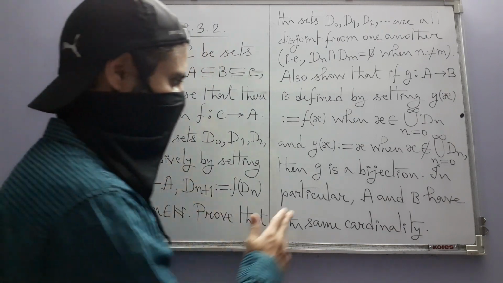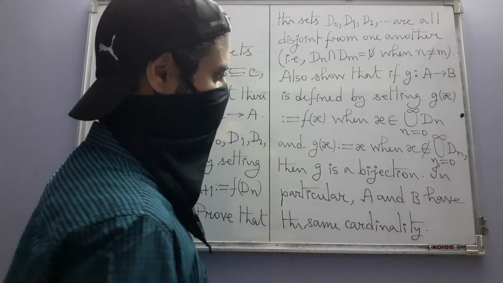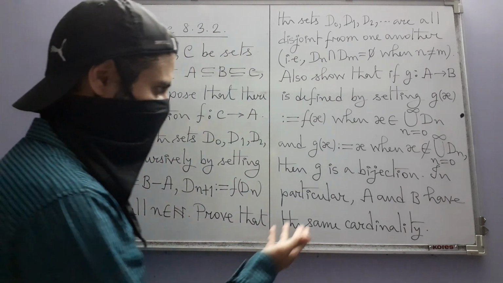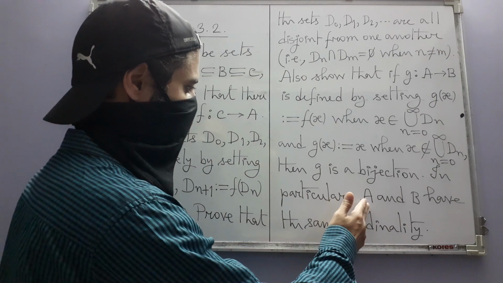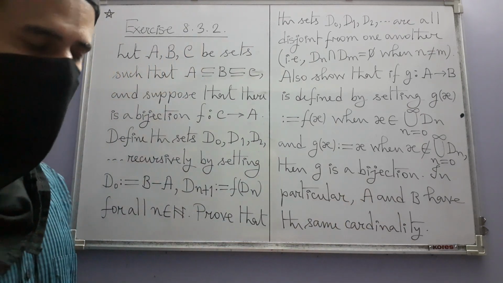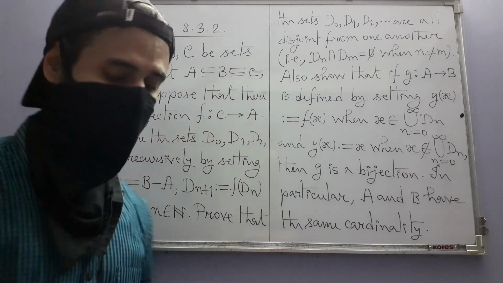We have to prove that this G is a bijection. And because of this bijection, once we prove this, it will show that the cardinalities of A and B are the same. So let's now see how this can be solved.